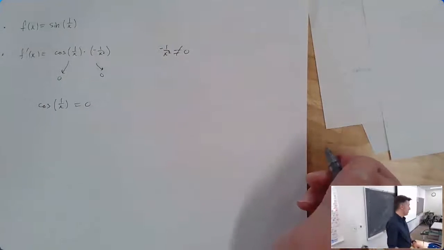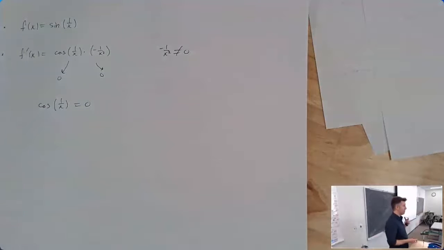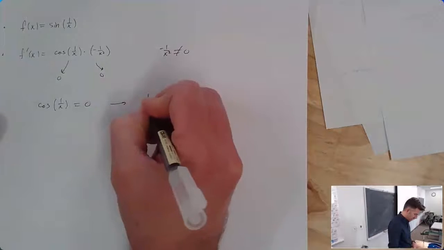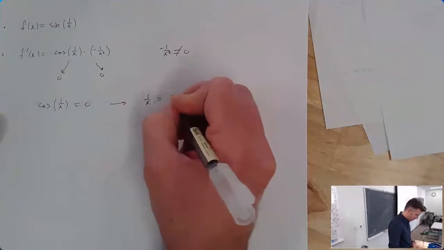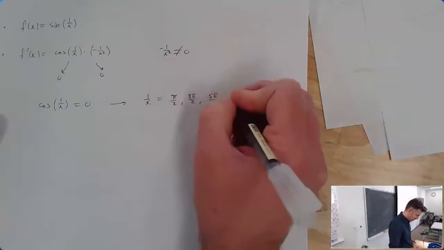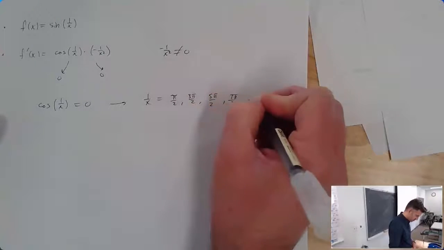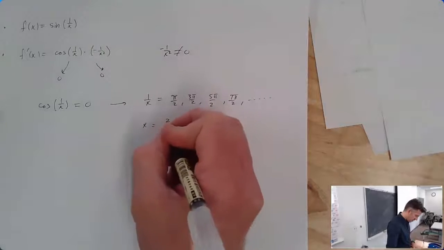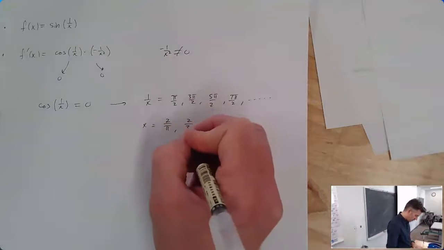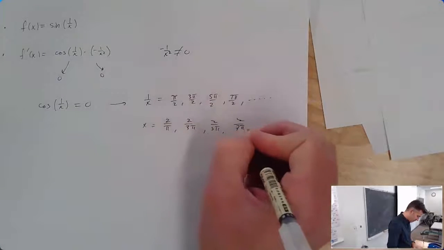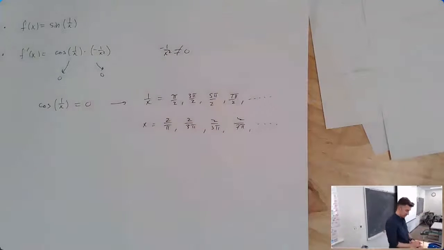Because cosine is equal to 0 whenever the angle is an odd multiple of pi over 2. So I'm going to get solutions if 1 over x is equal to pi over 2, or 3 pi over 2, or 5 pi over 2, or 7 pi over 2. Or in other words, if I take the reciprocal of both sides, x equals 2 over pi, 2 over 3 pi, 2 over 5 pi, 2 over 7 pi, 2 over numbers that are getting closer and closer to 0. So there's actually an infinite number of critical points here.